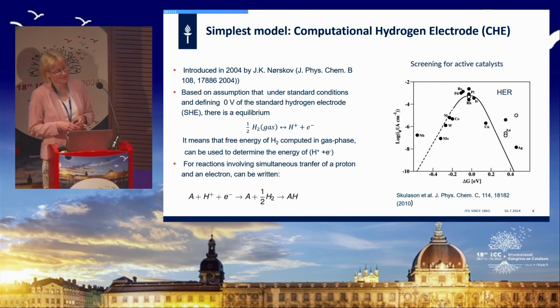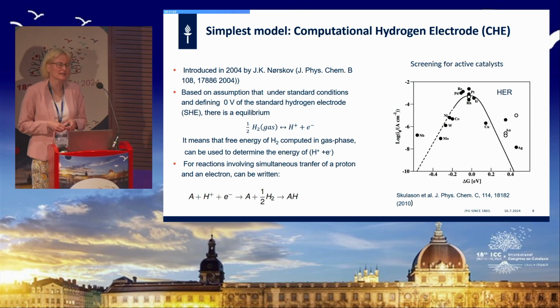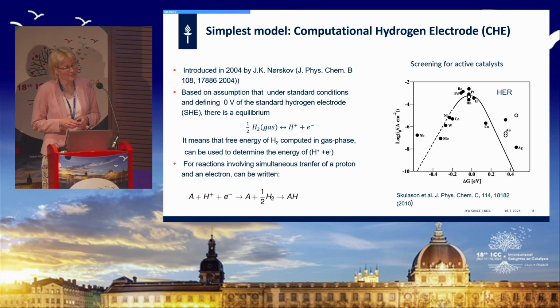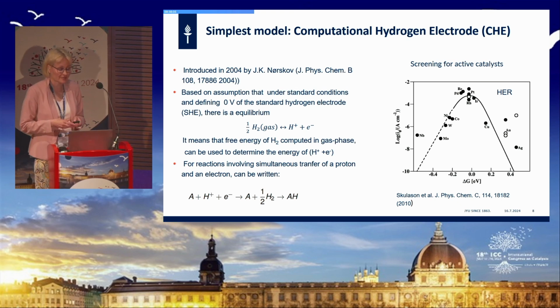And therefore, reactions involving simultaneous transfer of proton and electron can be written according to the equation on the bottom. And the computational hydrogen electrode approach has been tremendously successful during the past years. For example, screening for active catalysts for different electrochemical reactions, understanding selectivity competition between, let's say, nitrogen reduction and hydrogen evolution reaction, or identifying the atomistic reasons for experimental efficiency limitations for different reactions.